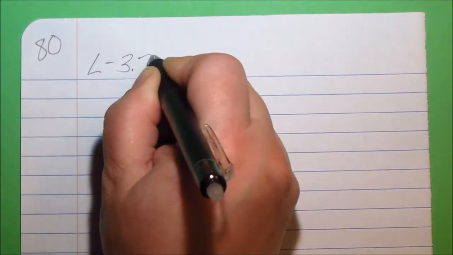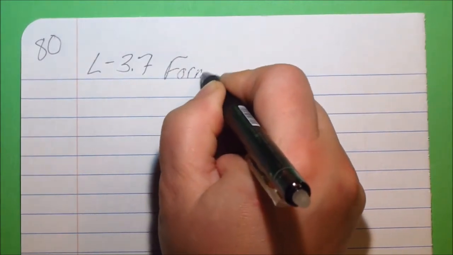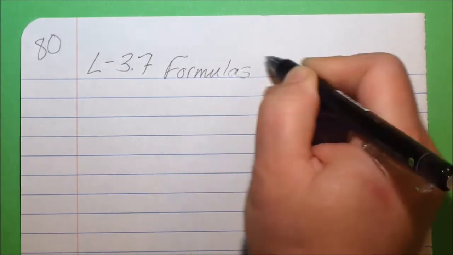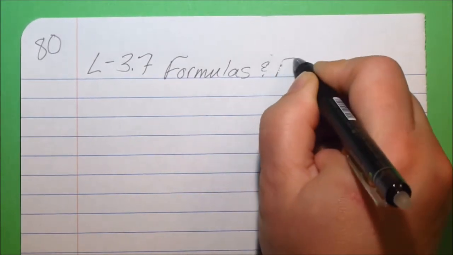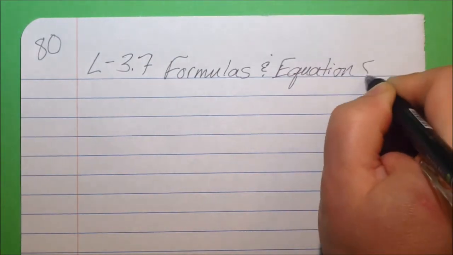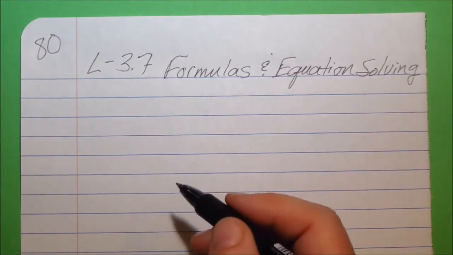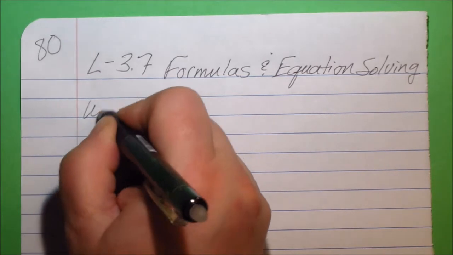This is lesson 3.7 out of the Introduction to Algebra book. In my class, notes for 3.7 start on page 80. Lesson 3.7 is titled Formulas and Equation Solving. Formulas and equation solving. All right, and here are your warm-ups.